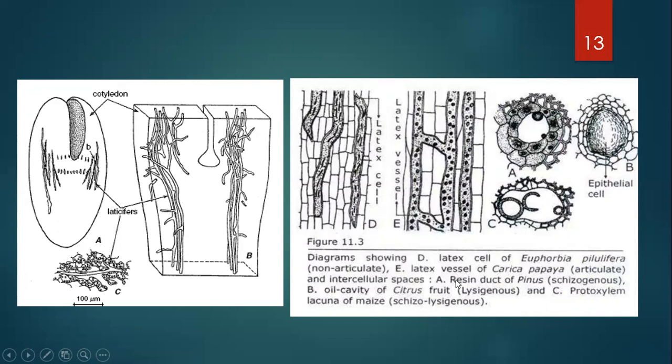However, in case of resin, this is a resin canal, a resin duct of Pinus, which is the schizogenous type, an oil cavity of the citrus fruits, which is the lysigenous type, and the protoxylem lacuna of maize, which is also the lysigenous type. These canals are basically components holding the latex or other substances generally known as secondary metabolites.